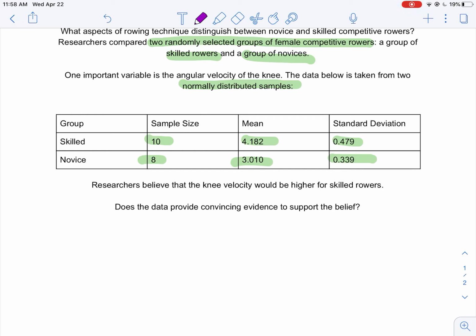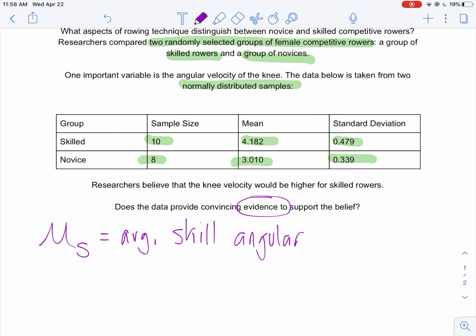So I'm going to establish my null here because we're looking at evidence. If you're looking to put together evidence in statistics, that leads you to believe you're doing a hypothesis test. So I'm going to do that. We're looking at the average. Now I'll do mu of s, which would be average skilled angular velocity. And then I'm going to establish one for the novice, which is mu of n, average novice angular velocity. Same thing. Excuse my writing.